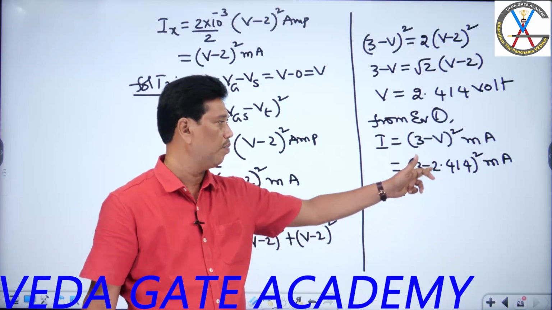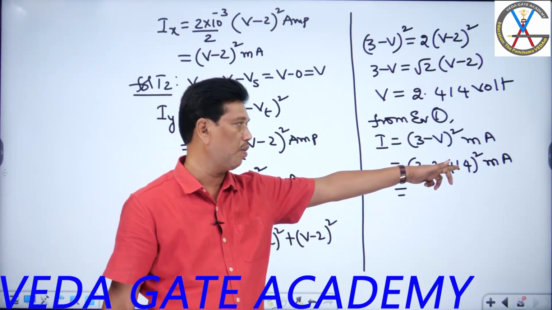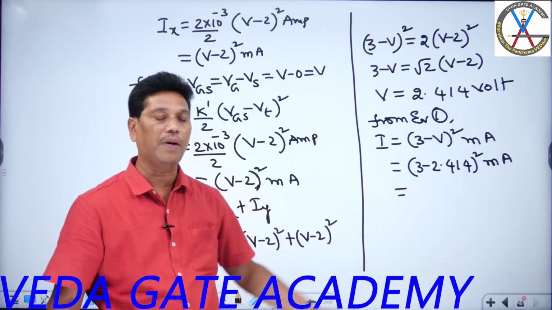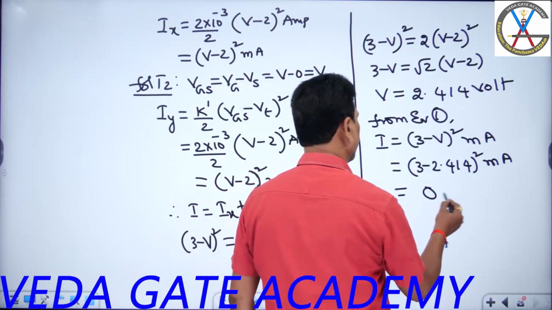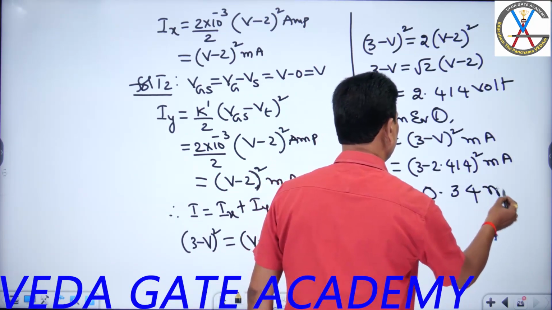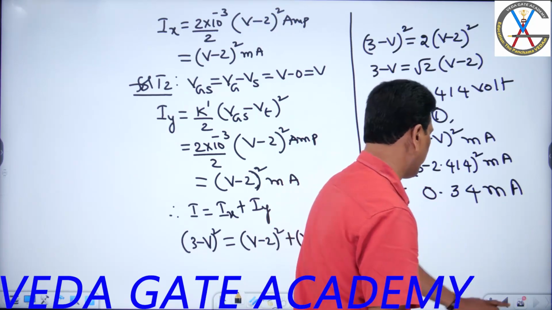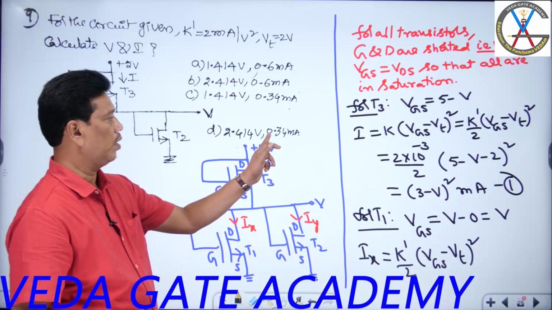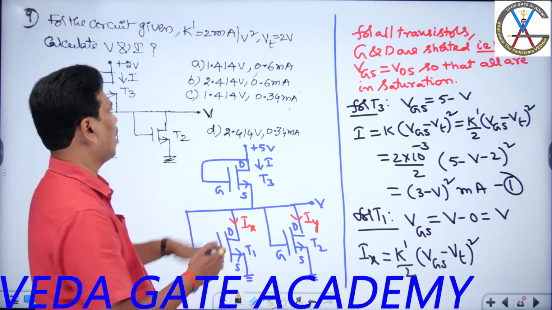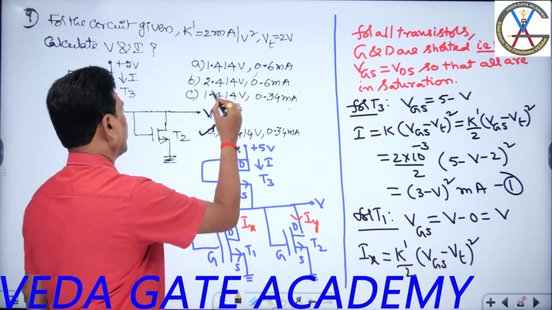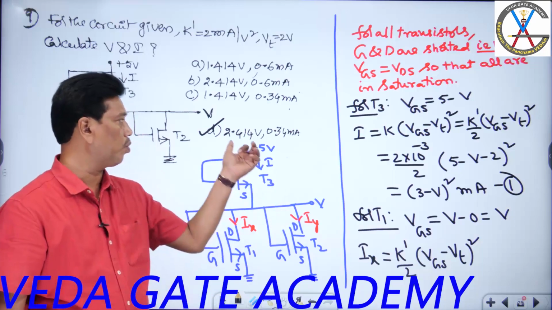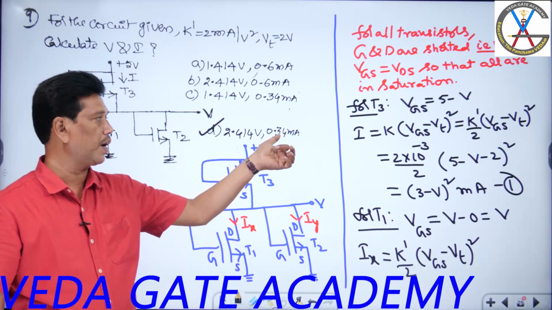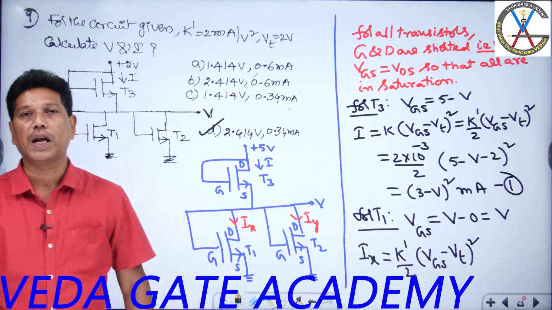So if I minimize that, now I can able to get that corresponding drain current, sir. 3 minus 2.414 whole square milliampere. That become as 0.34 milliampere, sir. So 2.414 and 0.34 milliampere, sir. Among all these options is given, the correct option is D: 2.414 volt V and corresponding current I equal to 0.34 milliampere.